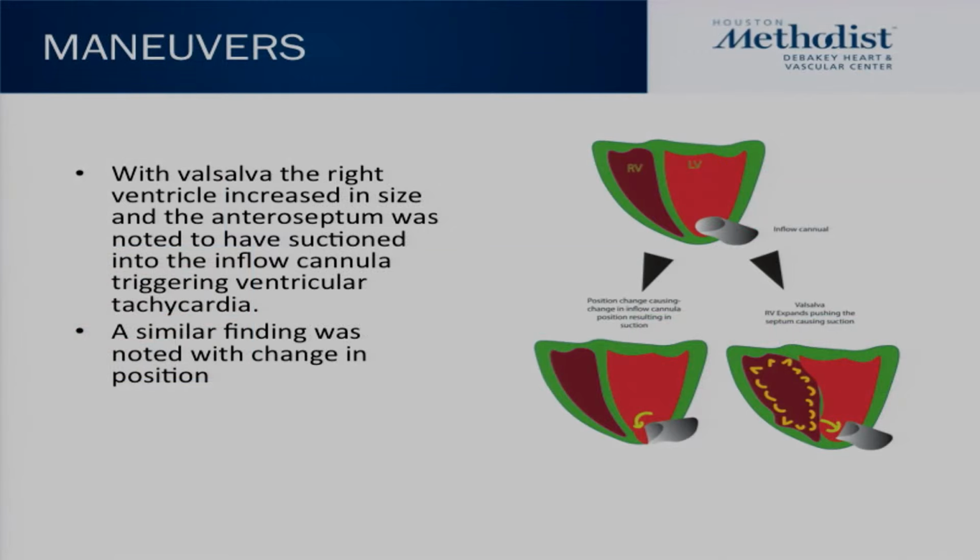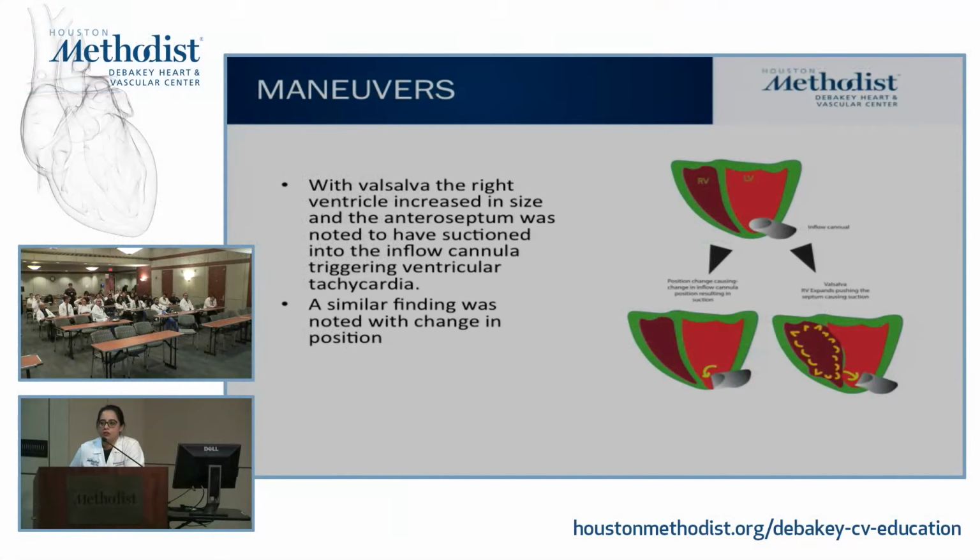So what are the criteria for suction? Other than you look at it, it looks like suction. People say the specific criteria is when the septum gets sucked into the inflow cannula. You have a drop in speed because suddenly your inflow cannula gets occluded. So you may or may not see a change in the LVAD speed and the flows. And the third thing is a lot of patients can get VT.